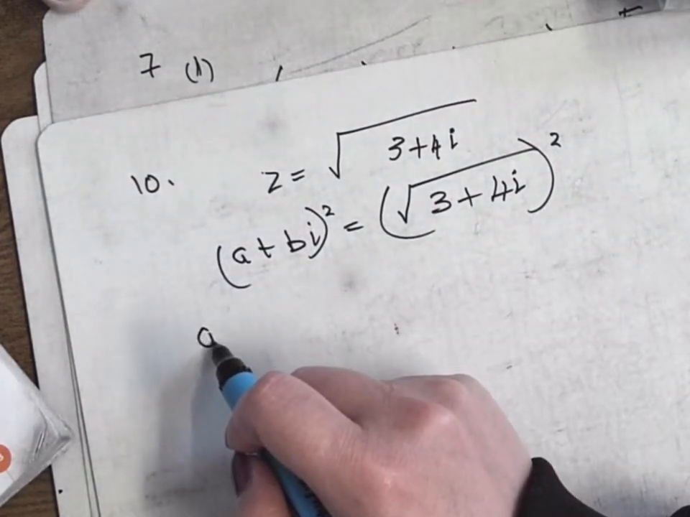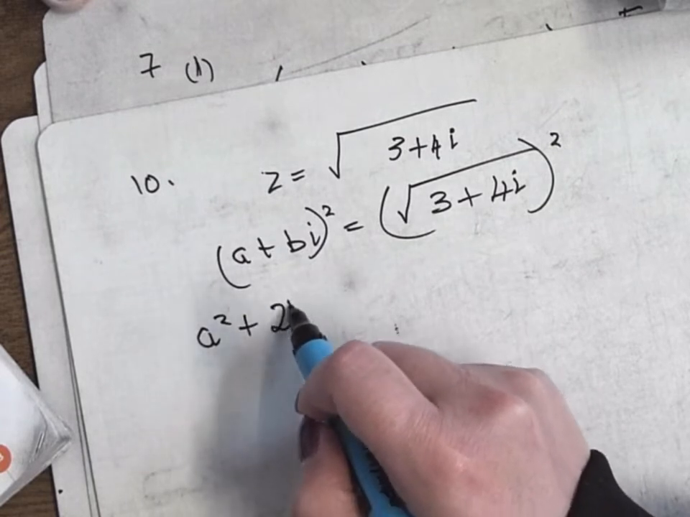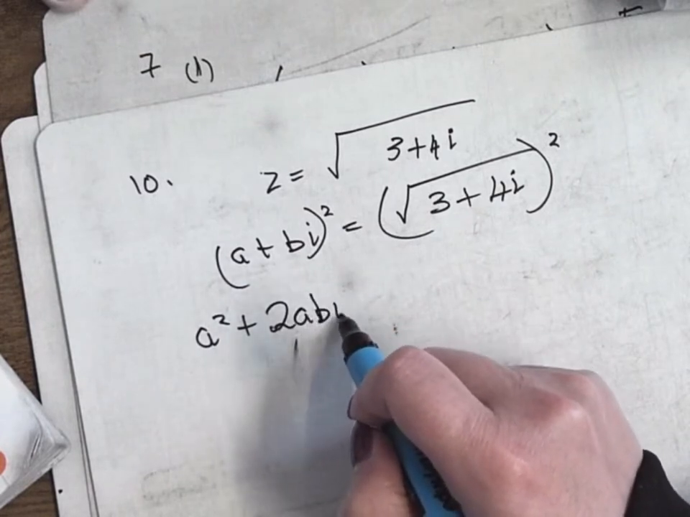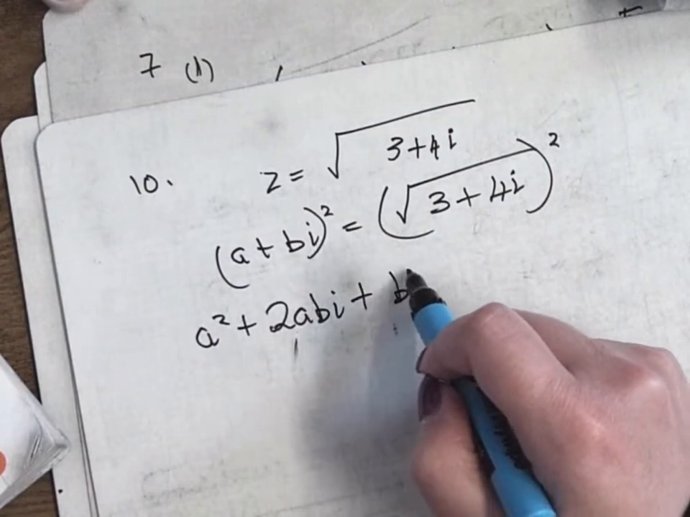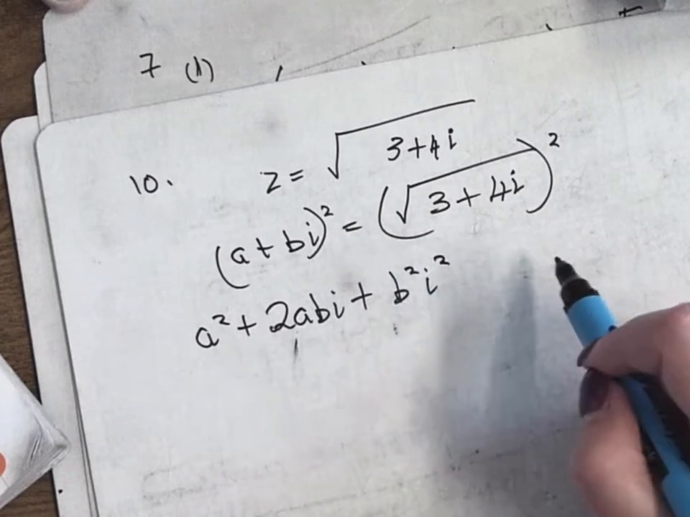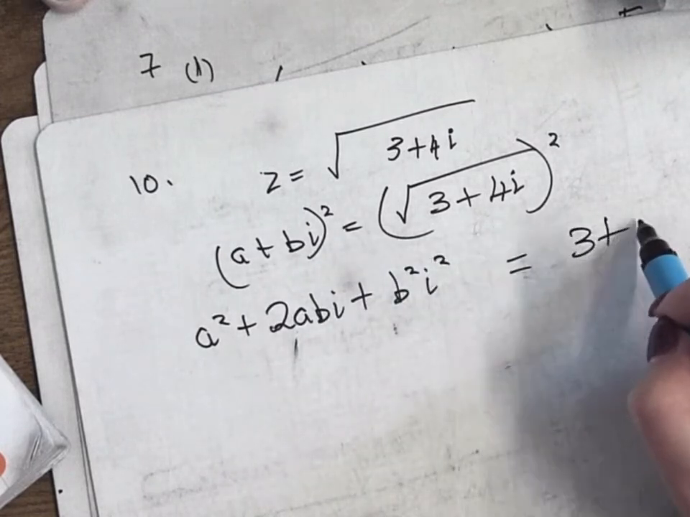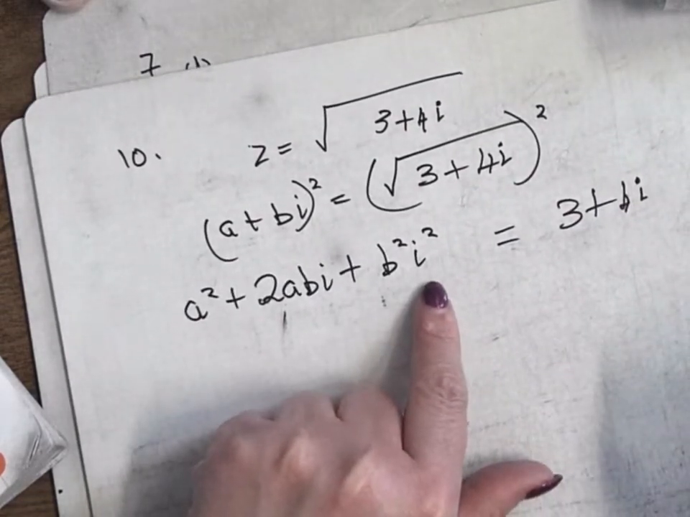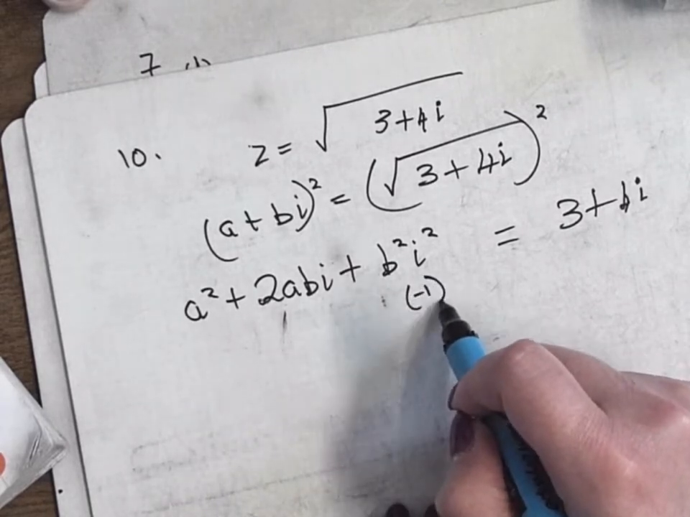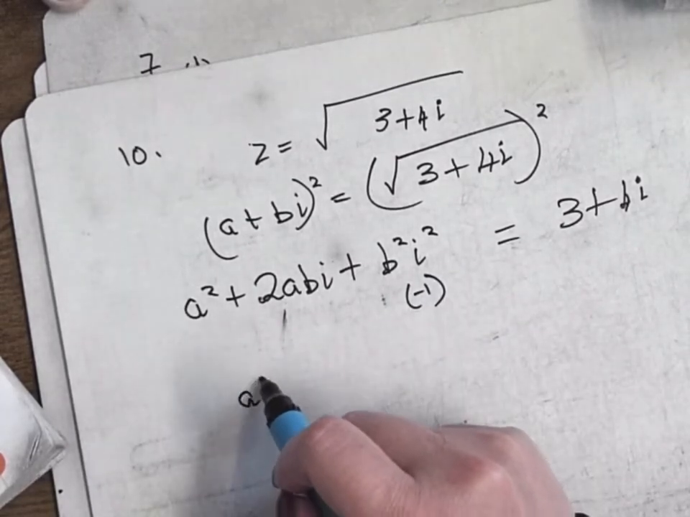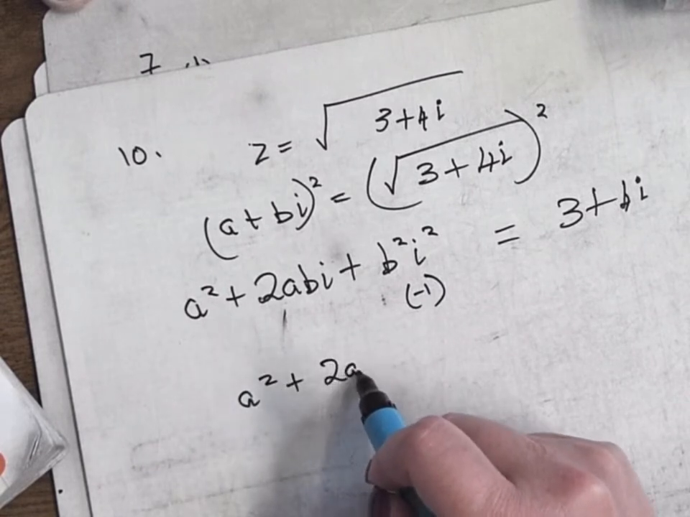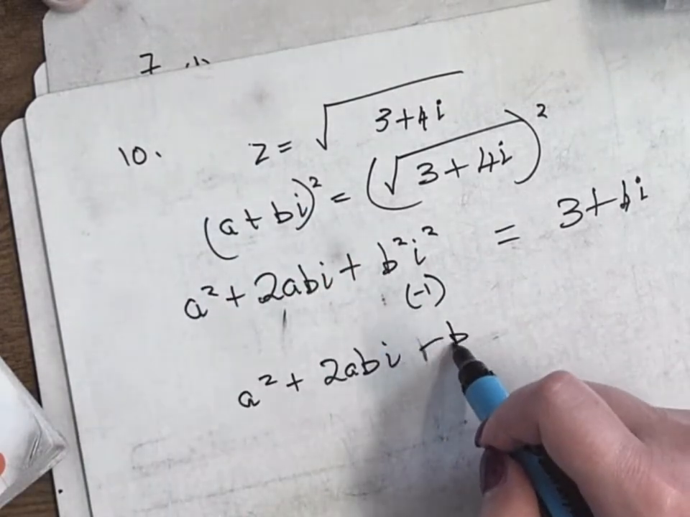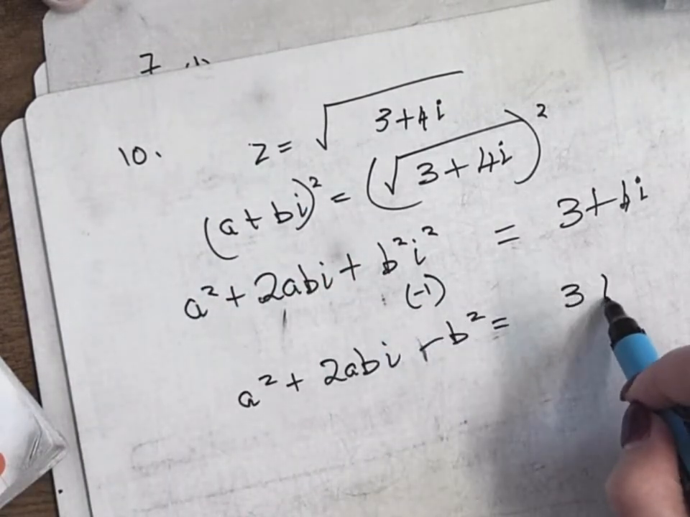Square the first, twice the first by the second, square the last, b squared, i squared. Is that okay? Equals 3 plus 4i. Everyone with me? The minute you see an i squared, replace it with a minus 1. So that's a squared plus 2abi, that becomes a squared minus b squared equals 3 plus 4i.